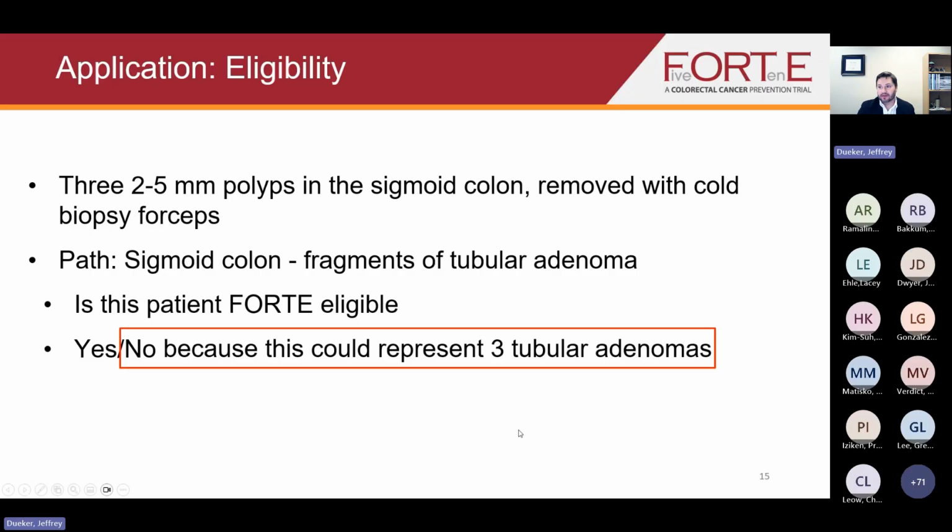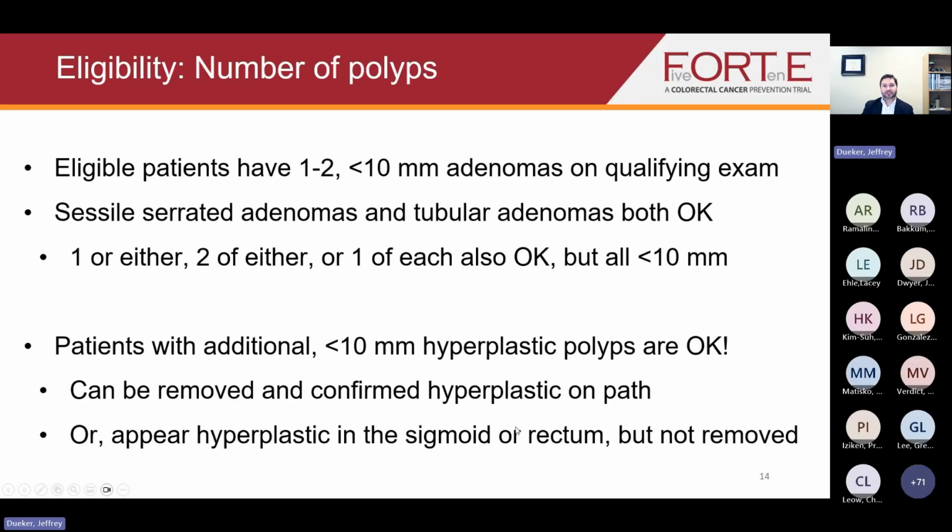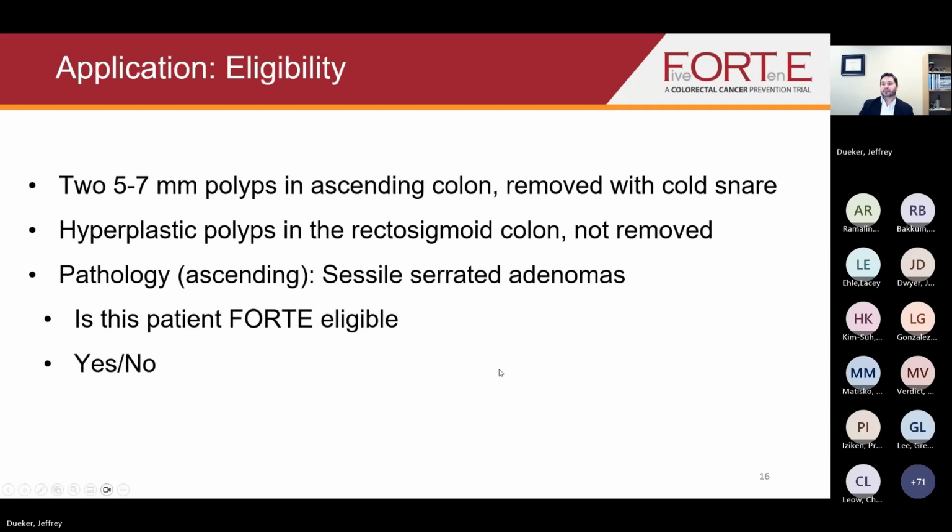I will go back quickly to answer a question. There was a question: if the patient has 2 serrated adenomas and 2 tubular adenomas within the size limitations, less than 10 millimeters, would that be okay? Well, if they had 2 sessile serrated adenomas and 2 tubular adenomas, that would be 4 polyps and they would be excluded. So the total number of polyps has to be 2 that are less than 10 millimeters. It can be any combination, but it has to be 2 total. All right, great. Let's keep going.